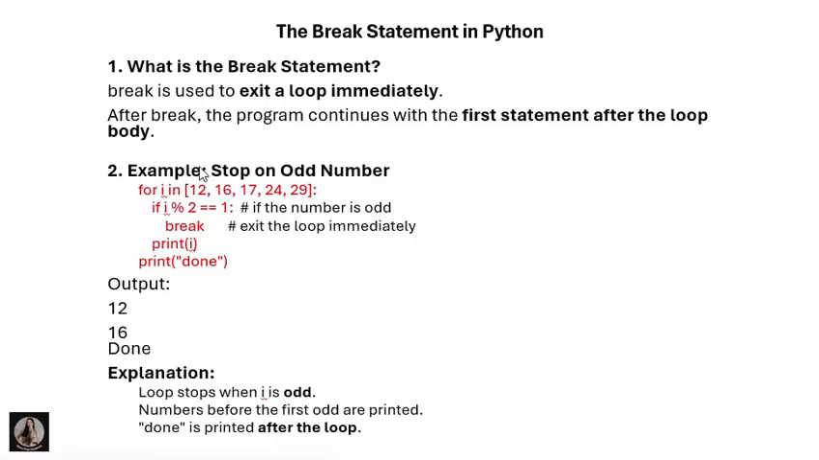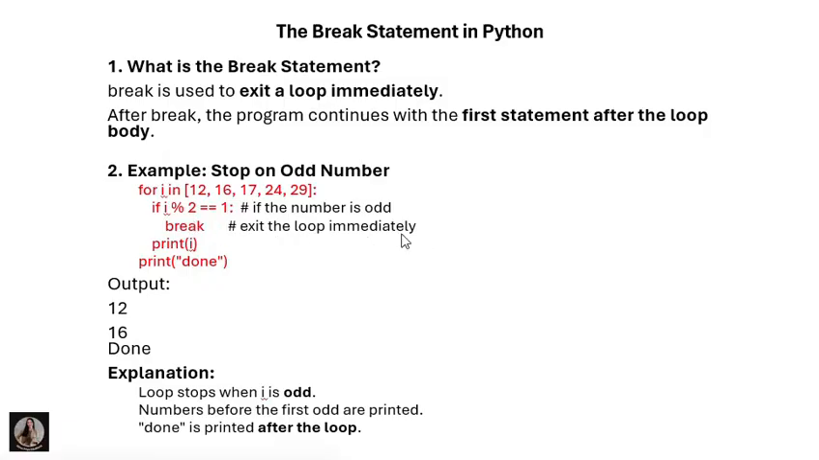Let us see with an example. Stop on odd number. It will stop when we get an odd number. Here we have taken a for loop: for i in 12, 16, 17, 24 and 29. These are all the elements in the list we have taken. And if i modulus 2 is equal to 1, which means if the number is odd, it will break the loop immediately.